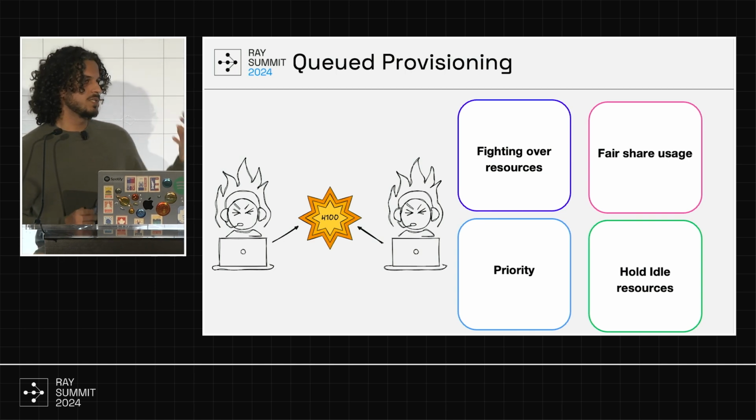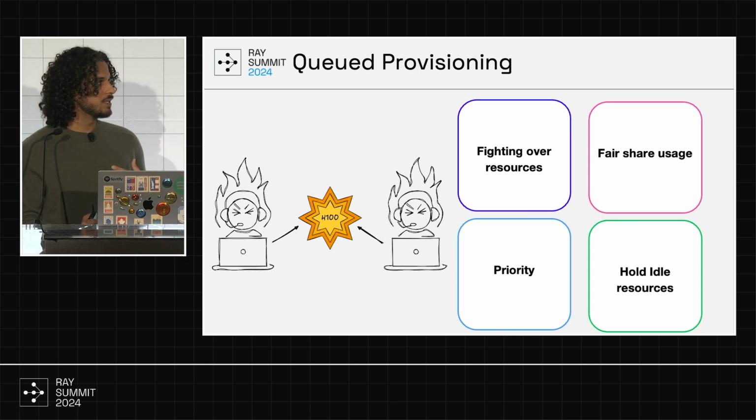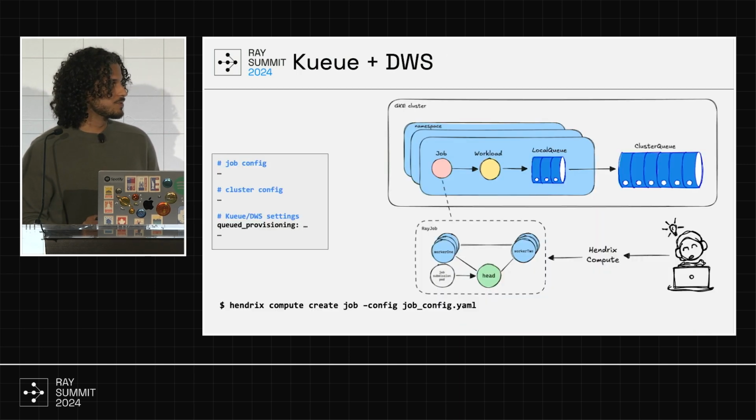So really the problem that we ran into is Spotify had limited access to GPUs, but a lot more teams trying to use them. So with limited GPUs, you sometimes have teams fighting over those resources. So as a platform team, we really had to understand what we can do to, one, ensure fair share usage, two, understand the priority of different jobs being submitted, and also make sure that no team is able to hold onto resources without using them. Our solution to this problem was to use Kueue and DWS.